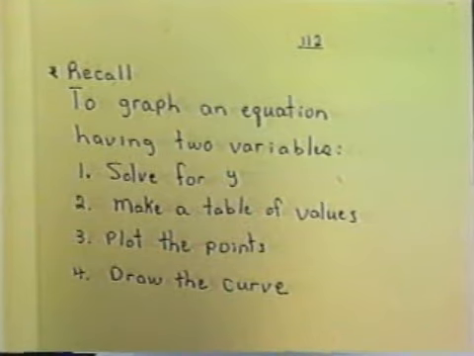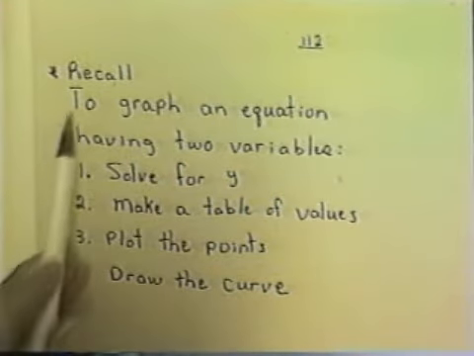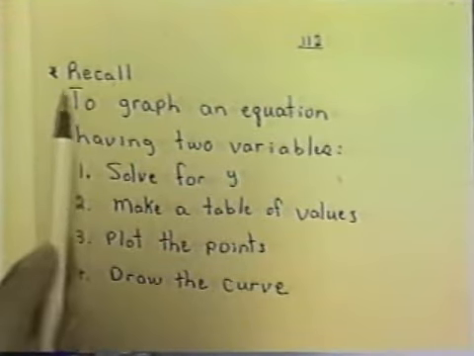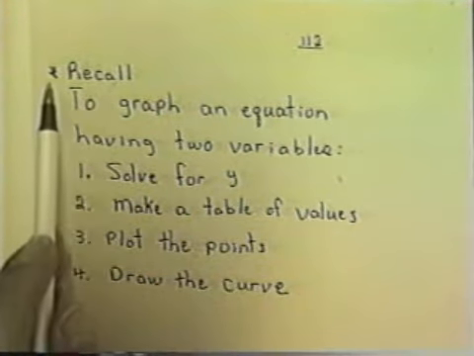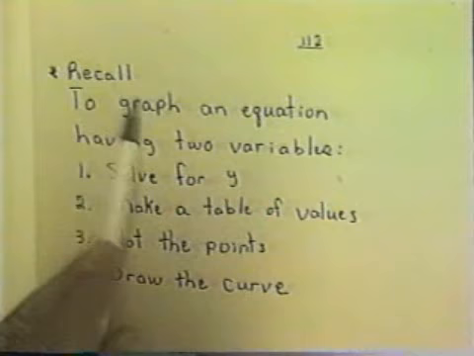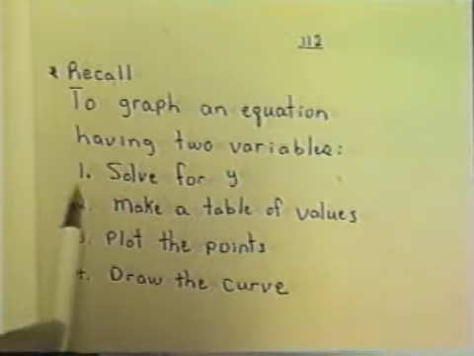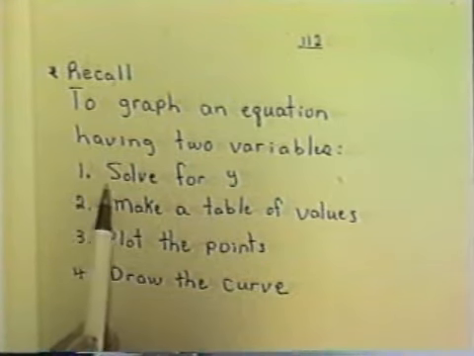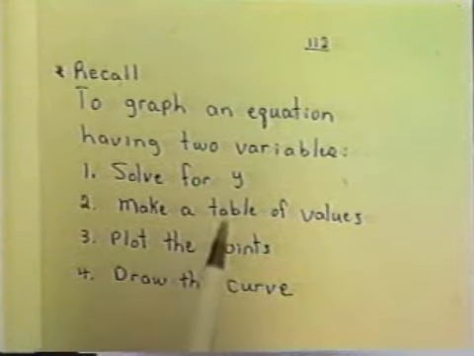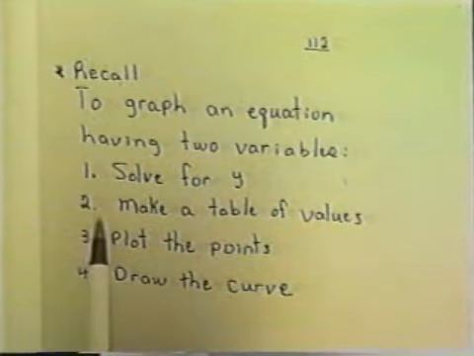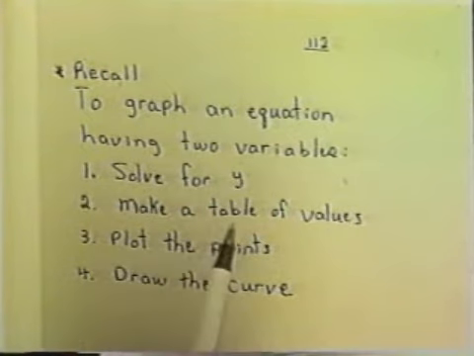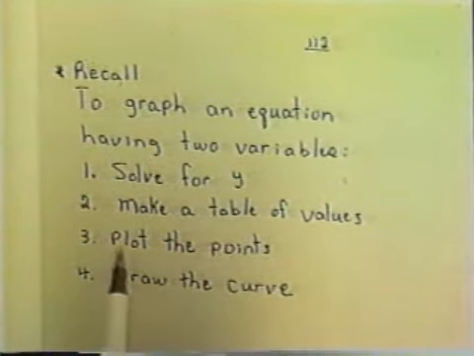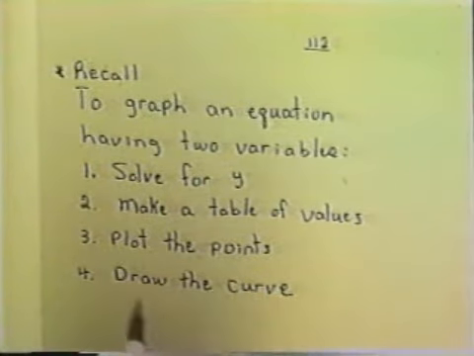Let's start today's tape with a quick review of the method to graph any equation. So this is a recall because really you've had it before. If you do not remember it, be sure to write it on your formula sheet or your study sheet. Notice I did put a star on it. To graph an equation having two variables, the first thing you always do is solve for y. You've got to get y by itself. Once you solve for y, you want to make a table of values. Then you plot the points, and finally you draw the curve.